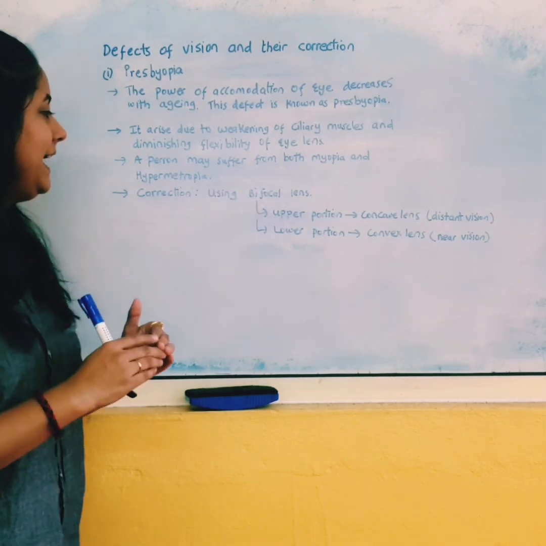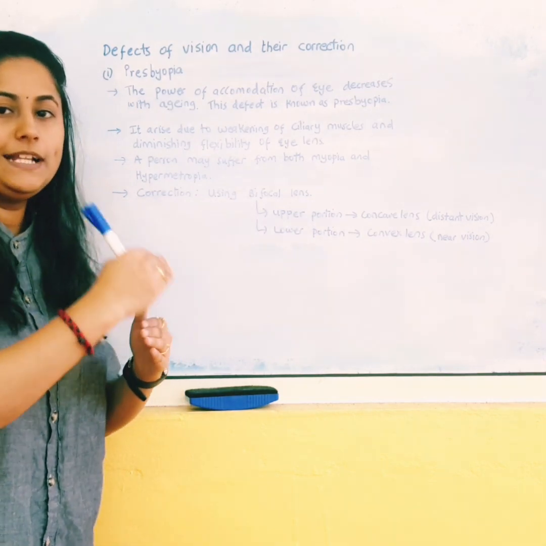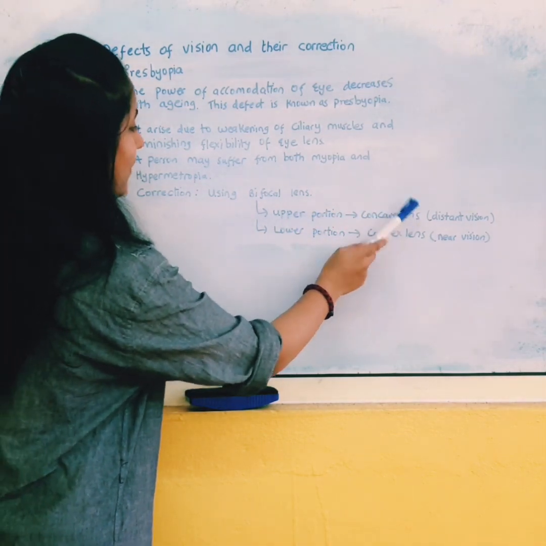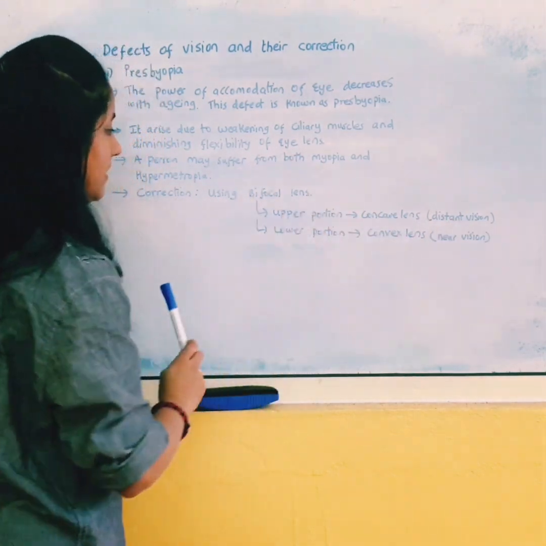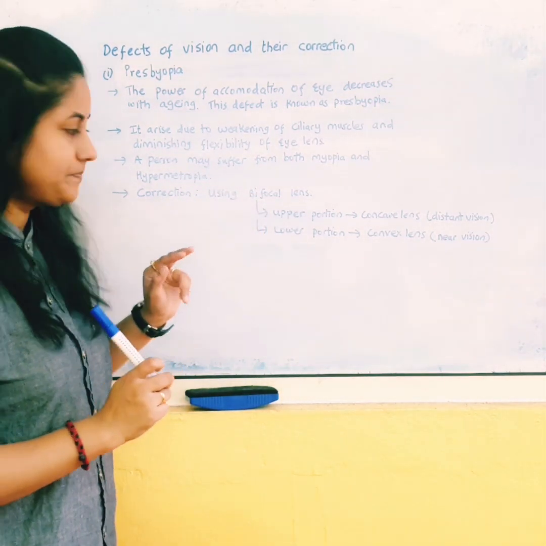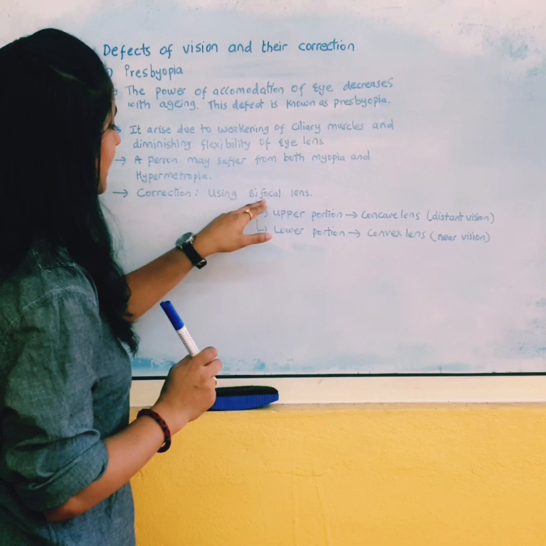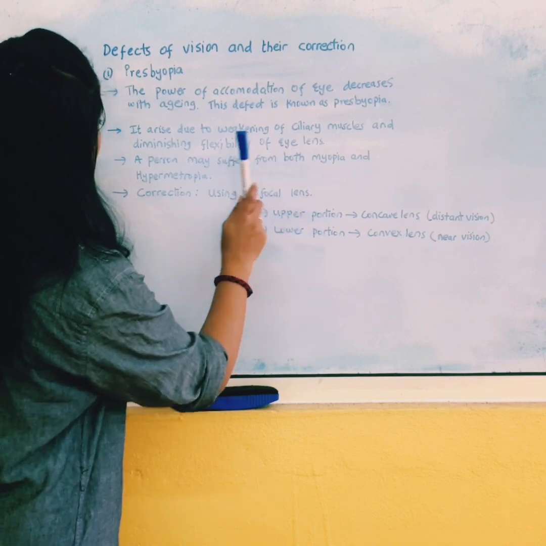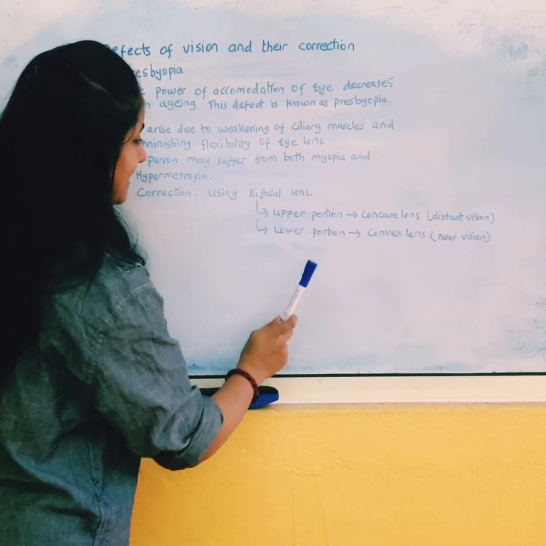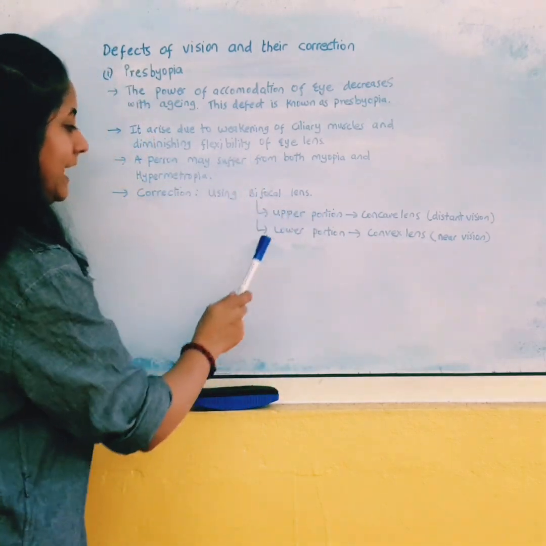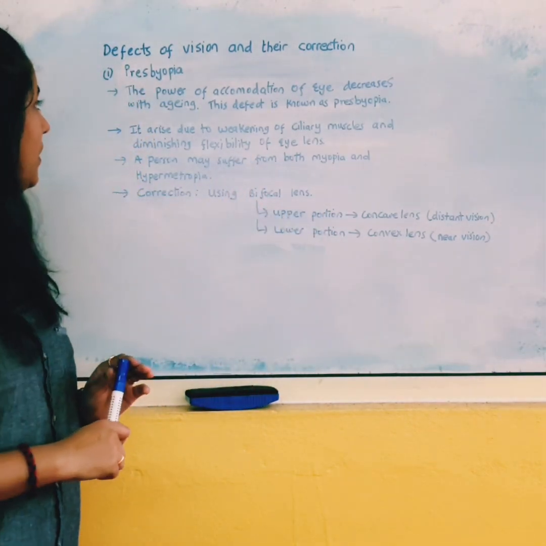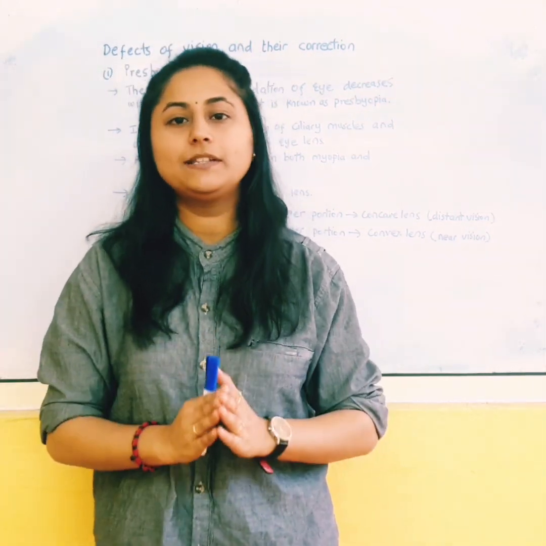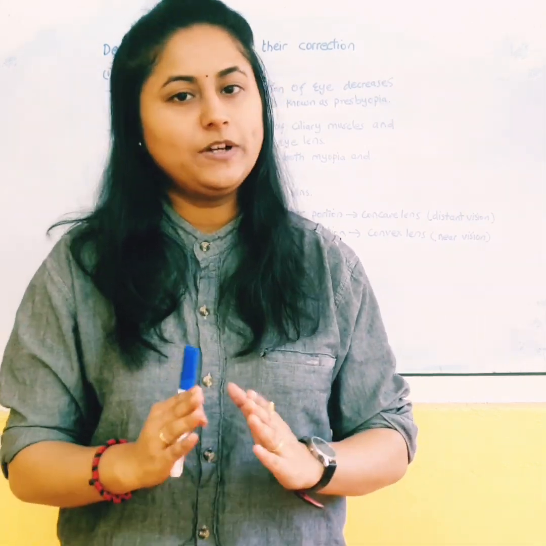A bifocal lens has portions for both concave lens as well as convex lens. In a bifocal lens, the upper portion has a concave lens which facilitates distant vision, and this is suitable for myopia. The lower portion of the bifocal lens is a convex lens which facilitates near vision, and this is suitable for hypermetropia. In this way we have studied different types of defects as well as the method to correct them. Now I will ask you one question.